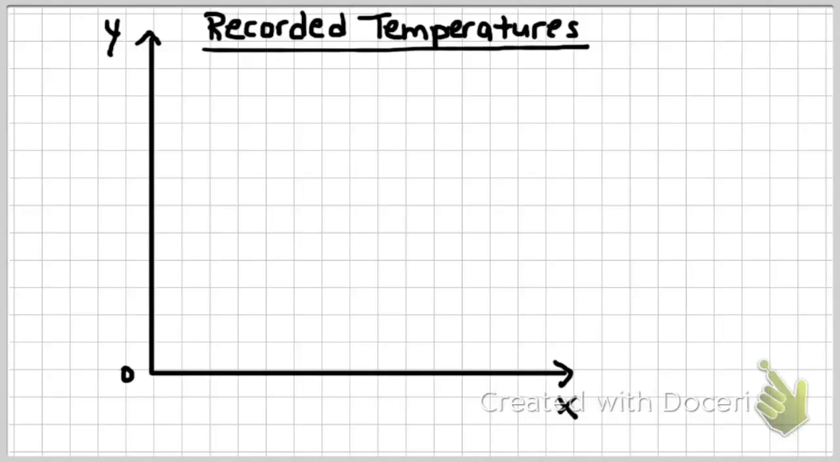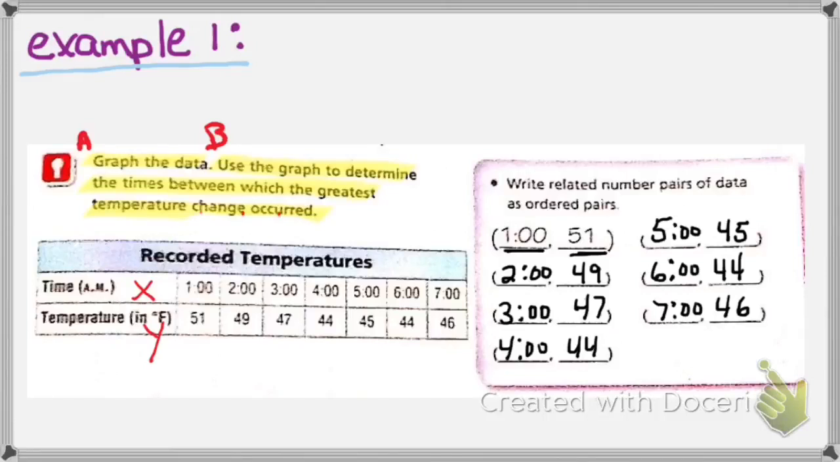Now the first thing I'm going to fill in is my X axis. That's the left and right horizontal line at the bottom. I go back to my table to see what that information will be. And remember, I had labeled my X axis, here it is. So the name of that will be time. AM will be in parentheses. And I'll have the times 1 o'clock, 2 o'clock, 3 o'clock, 4 o'clock, 5 o'clock, 6 o'clock, and 7 o'clock. So let's go back to my graph and put that in.